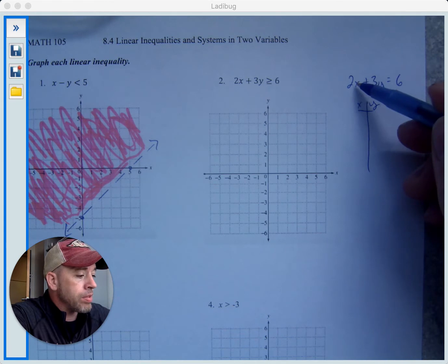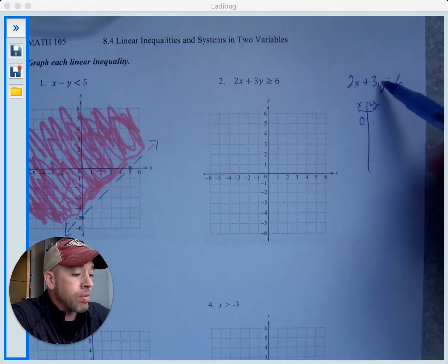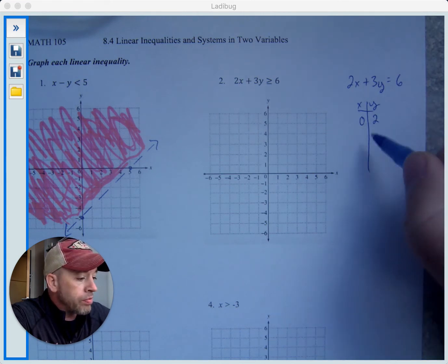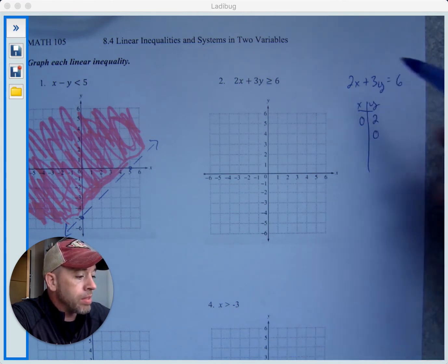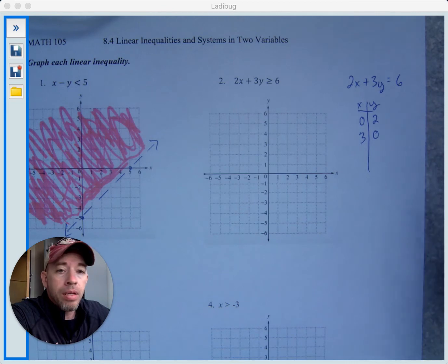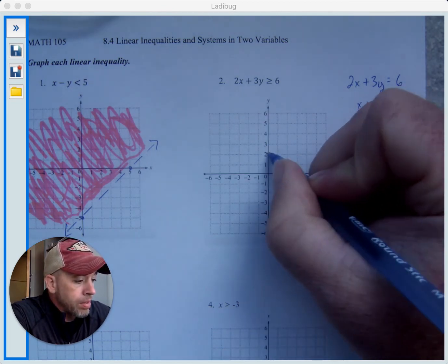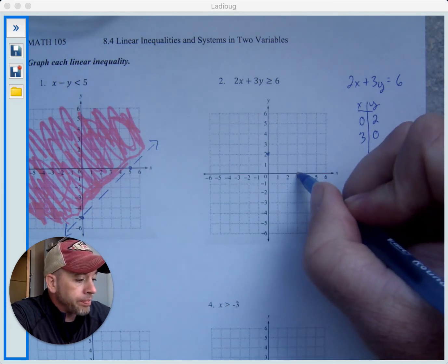So let's put 0 in for x. That would give me, 3 times 2 is 6, so y would be 2. If I put 0 in for y, 2 times 3 would be 6, so I put 3 here. So I have my 2 points. I'm going to plot those. The point 0, 2 is here. The point 3, 0 is here.